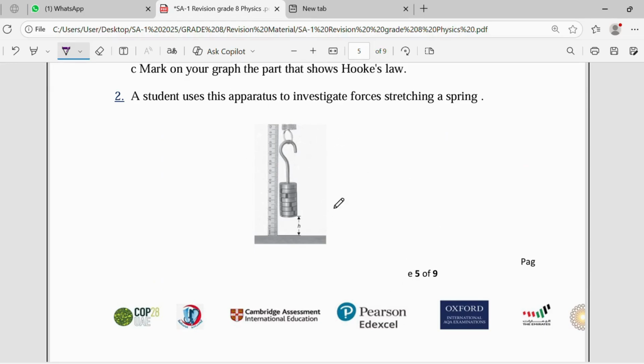So first, what we need to do is suggest 2 ways in which the student can improve her reading or the measurement, to get an accurate result. We have many ways in which she can improve her reading. So first one, in an easy and simple way, we can say: take the reading at eye level.